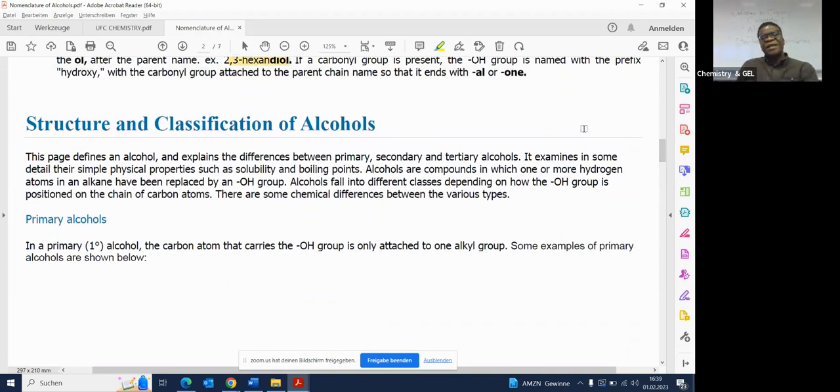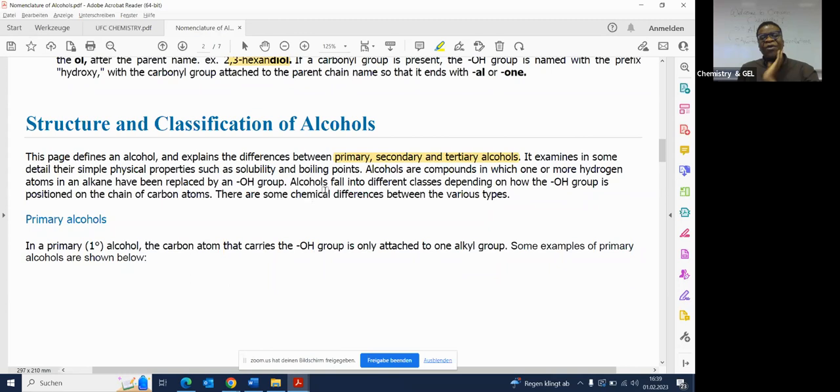Structure and classification of alcohols. This page defines an alcohol and explains the differences between primary, secondary, and tertiary alcohols. It examines in some detail their simple physical properties, such as solubility and boiling points. Alcohols are compounds in which one or more hydrogen atoms in an alkane have been replaced by an OH group.